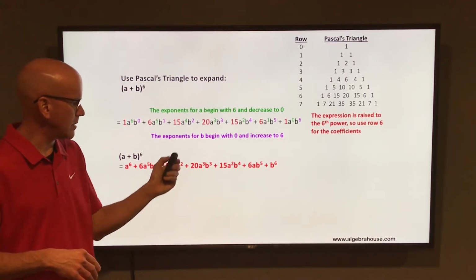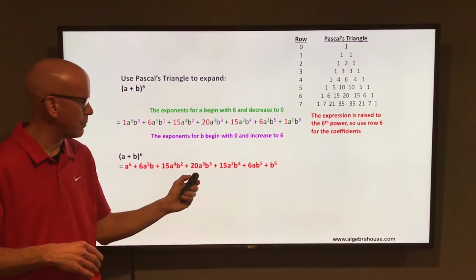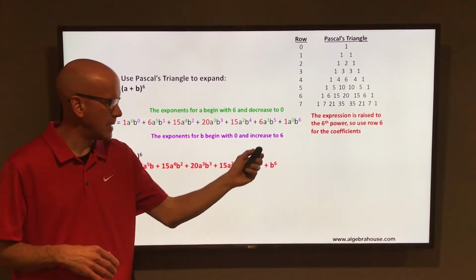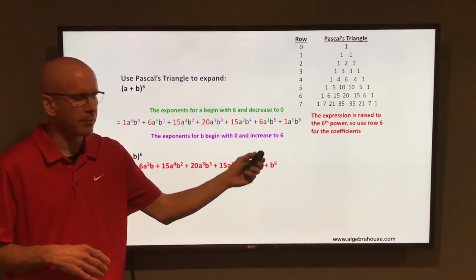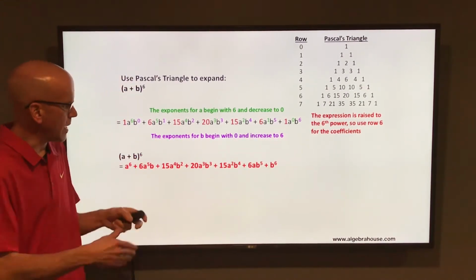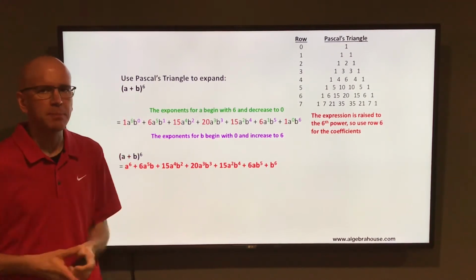And then 15a to the 4th b squared, 20a to the 3rd b to the 3rd, 15a squared b to the 4th, 6a b to the 5th. I didn't put the exponent of 1 on. And then finally, b to the 6th. So that is the expansion of a plus b to the 6th power.